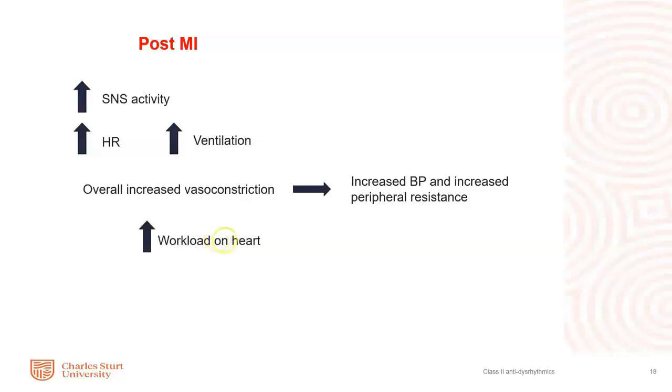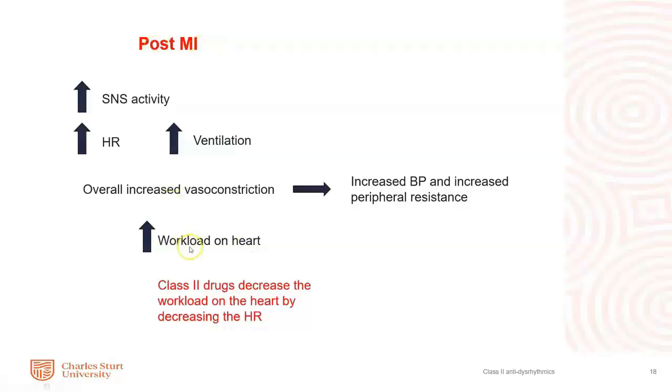And that will cause increased workload on the heart, which is the last thing that you want. The person has had a heart attack due to the cardiac ischemia. There's already a decrease in blood flow, and now you've got increased workload on the heart, and that will exacerbate the situation and cause increased tissue damage. So these class 2 antidysrhythmic drugs are given post-myocardial infarction to decrease that workload on the heart by decreasing the heart rate.